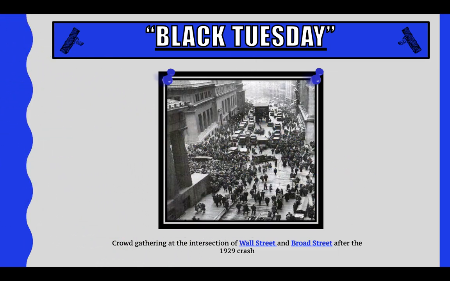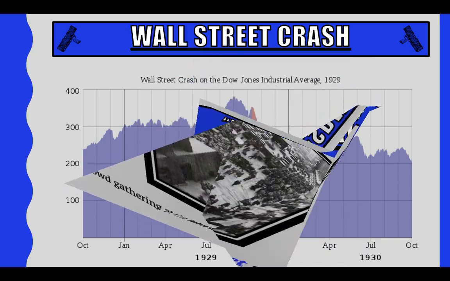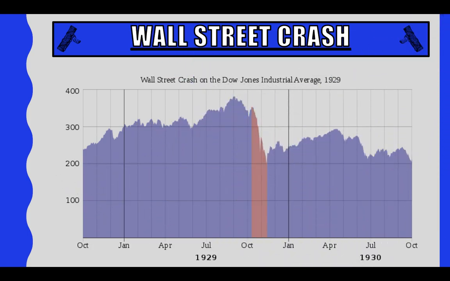So in this image here, you can see a crowd gathering outside of the New York Stock Exchange on what's called Black Tuesday. This chart showcases the fall of the Dow Jones Industrial Average in 1929, and you can see just how sharp of a fall that really is.